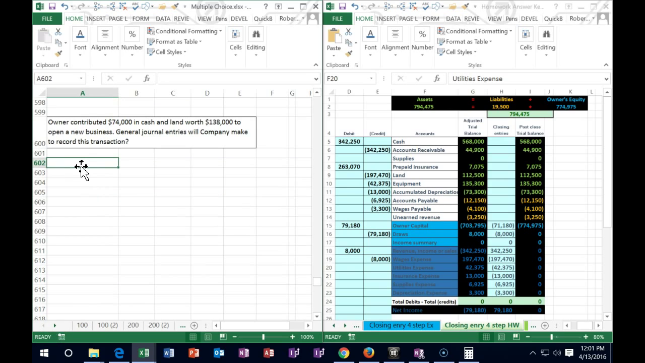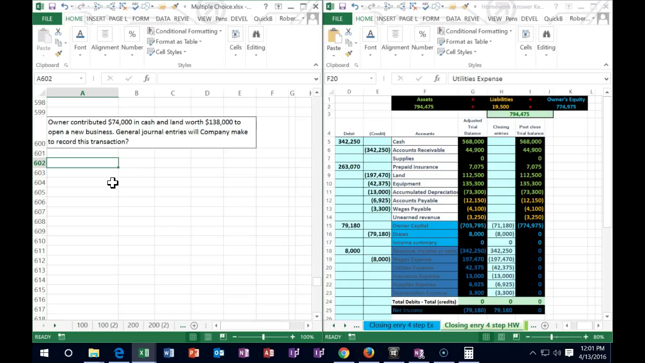Next one says, owner contributed $74,000 in cash and land worth $138,000 to open a new business. What general journal entry will the company make to record this? So a pretty straightforward one. Again, we're trying to make a journal entry. Now this one's a little bit tricky because it's going to be a bit longer. It's not going to have just two accounts.